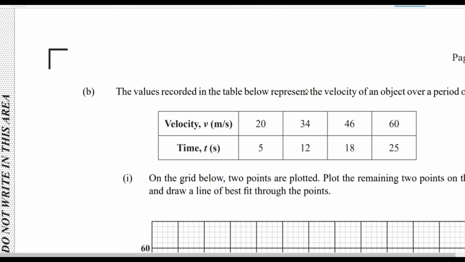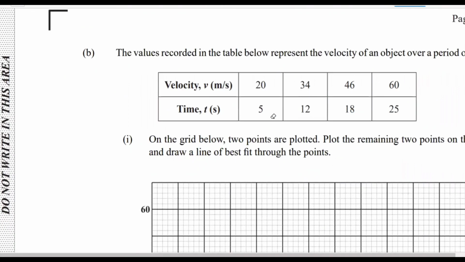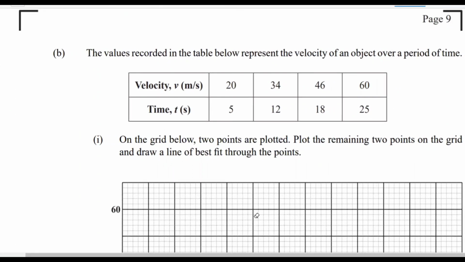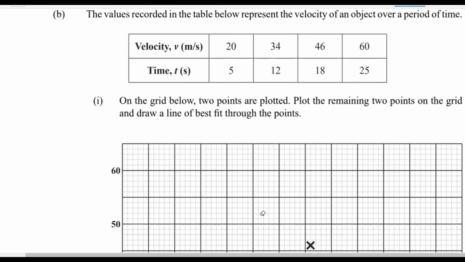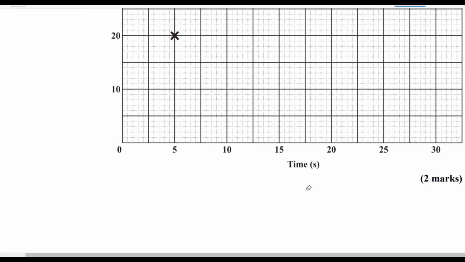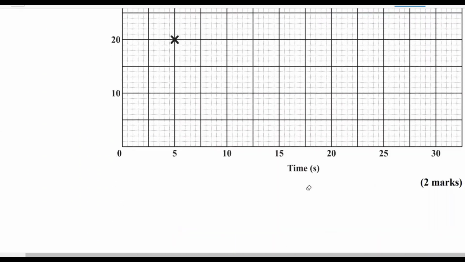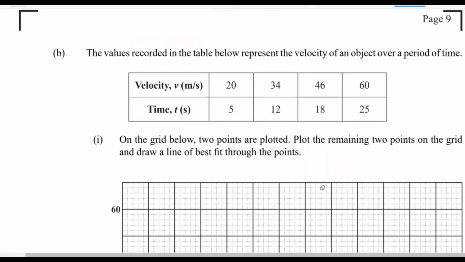All right. So on the grid below, 2 points are plotted, and we want to plot the remaining points. They plotted 5 and they plotted 18. So they plotted this and this. So we're going to plot 12 with 34 and 25 with 60, right? So we're going to plot those.